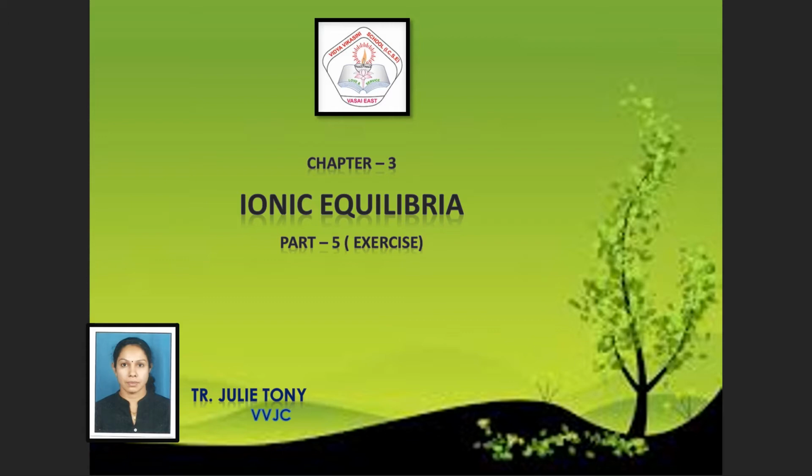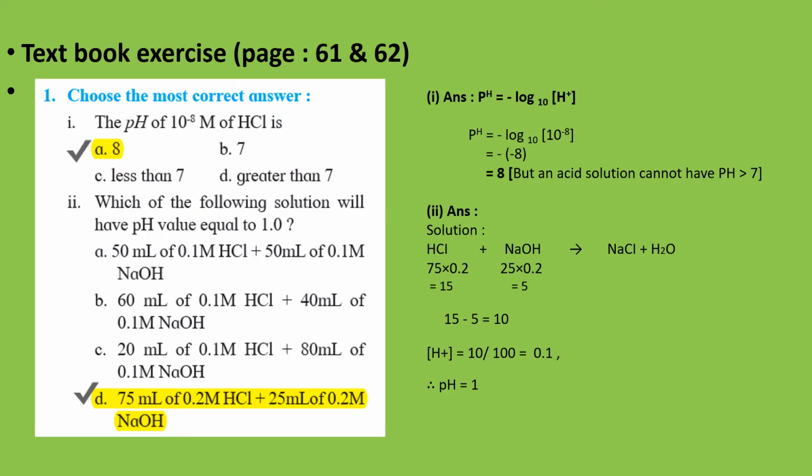Today we will discuss the textbook exercise of the lesson Ionic Equilibrium, which is on page number 61 and 62. Question number 1. Choose the most correct answer. First, the pH of 10 raised to minus 8 molar HCl is. We know the formula to find out pH is negative logarithm to the base 10 of molar concentration of H plus ions. In this question, it is given the concentration of HCl as 10 raised to minus 8 molar.